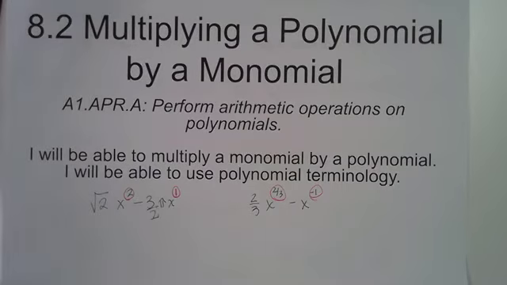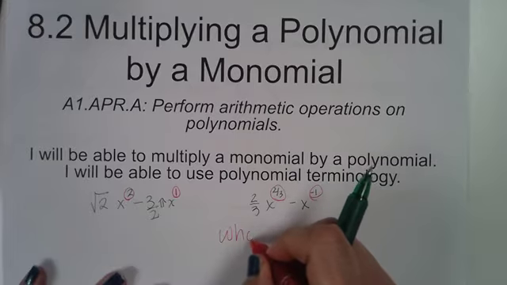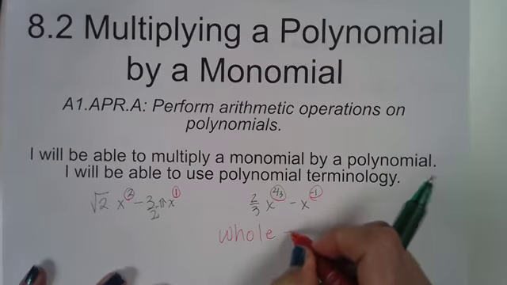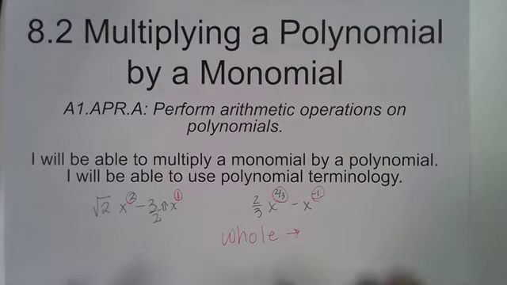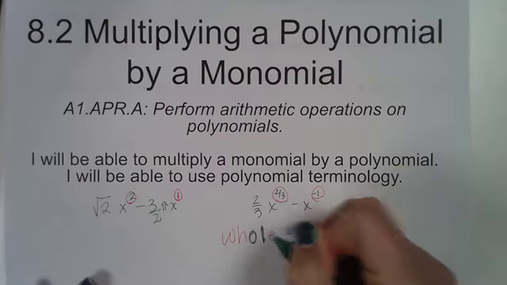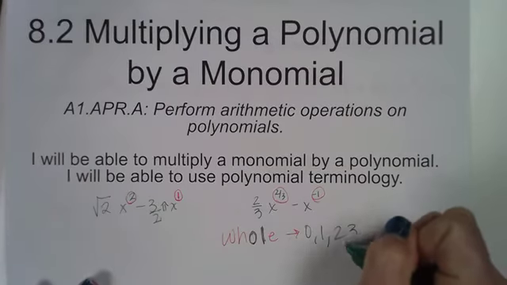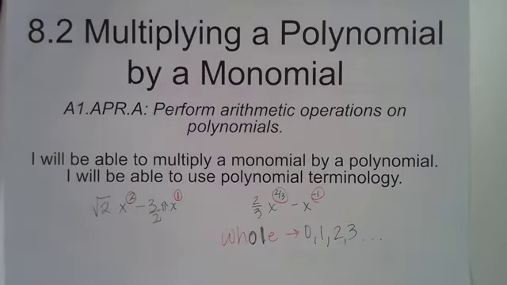What are the whole numbers? 0, 1, 2, 3 and above. 0, 1, 2, 3. How do you know that? How do you remember that? Because there's a 0 and a 1. 0, 1, 2, 3, etc., etc. To help us remember that the whole numbers have a 0 and a 1.